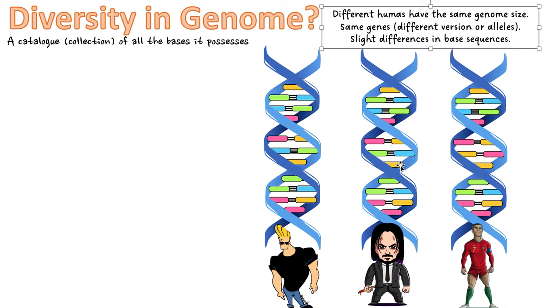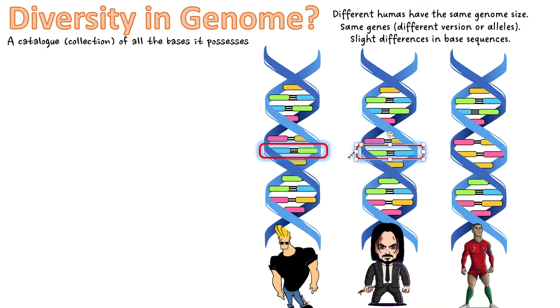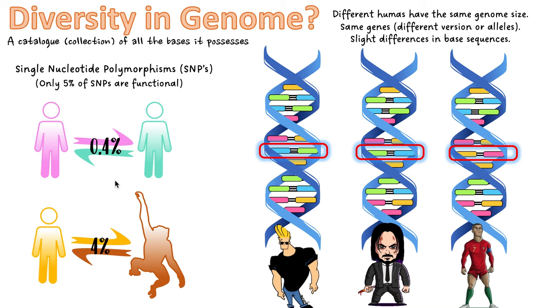Every now and then you'll have a base, for example, let's say he has an A, and then John Wick will actually have a T instead of an A, whereas Ronaldo in that position may have a G or a C. There are small differences every now and then, so it's not going to be the exact same. Although our genome is the same and we have the same genes, our genes may differ a little bit. Some of our genes may have different sequences than other people's. That's very important to understand. For example, between humans, we only have a 0.4% difference in our genome, whereas between different species, like human to ape, there's a much bigger difference, 4%.